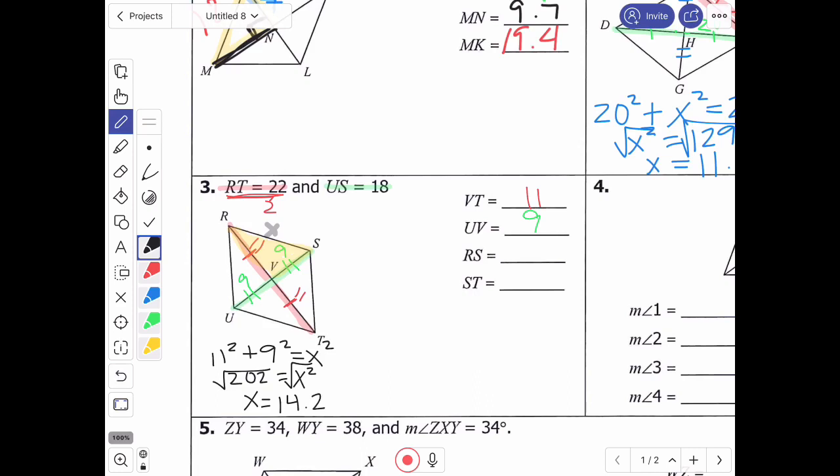So RS is 14.2. Now I'm looking to find what ST is. ST is just another side on the outside of that rhombus. So whatever RS is, that should be the same for ST because all the sides are congruent. So ST is also 14.2.